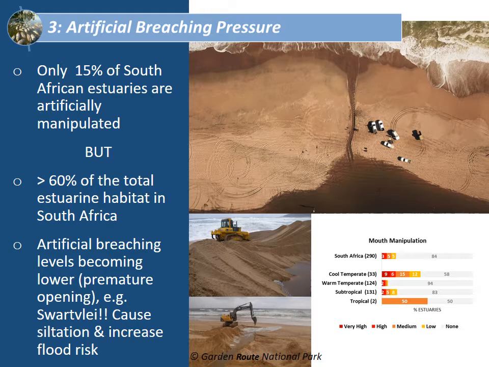Artificial breaching. Only 15% of South Africa's estuaries are artificially manipulated, but it basically involves about 16% of the total estuarine habitat in South Africa. An even bigger concern is that the artificial breaching level seems to be becoming lower, leading to more premature openings. Whitefly is a good example here, and this is causing siltation and increasing flood risk in the long run.